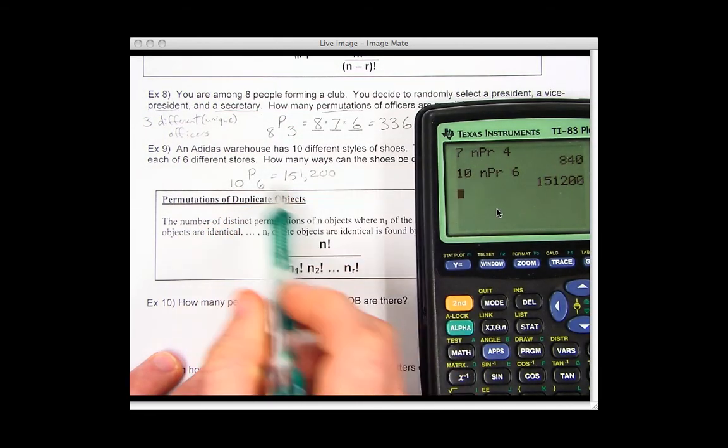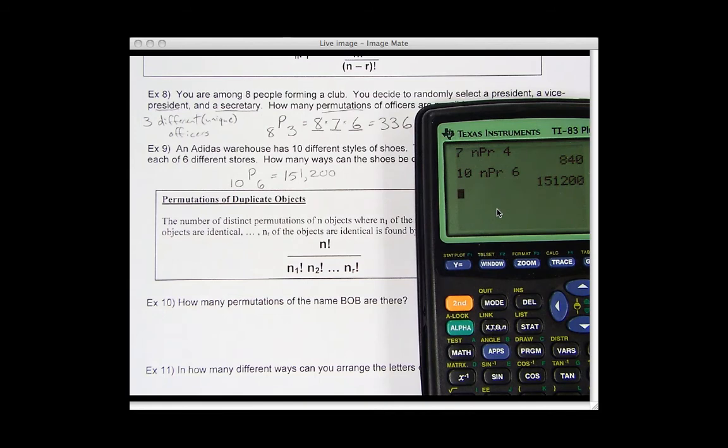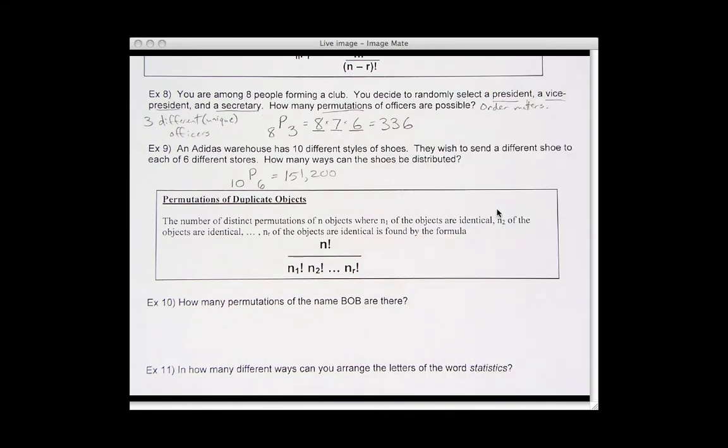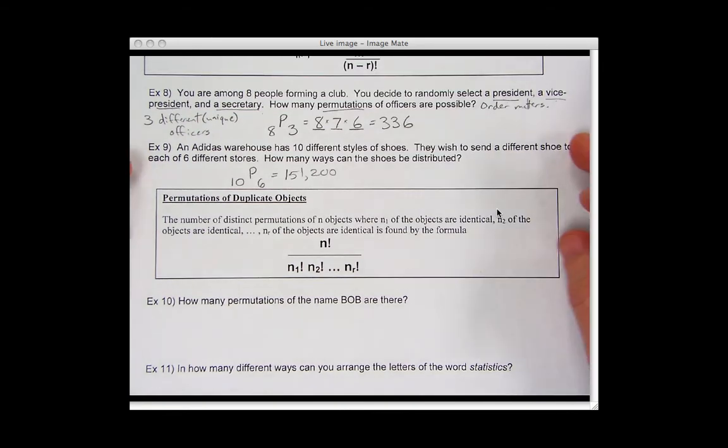So as a store manager, you have lots of options right there. All right, guys, hanging in there? We have one last thing that we're going to look at.